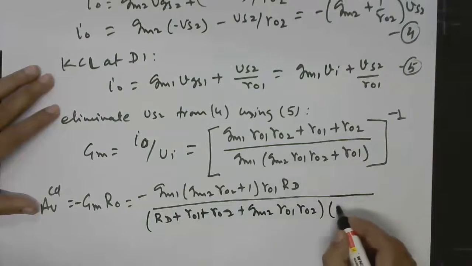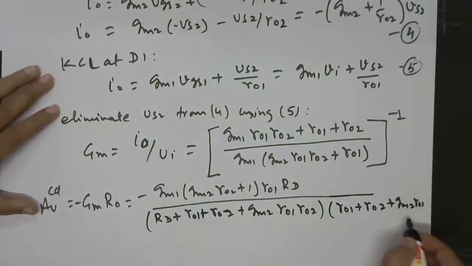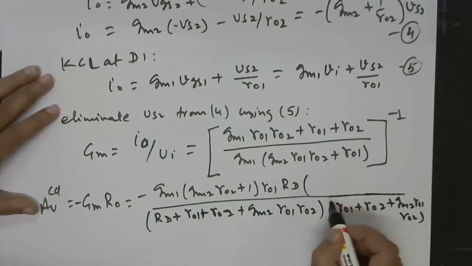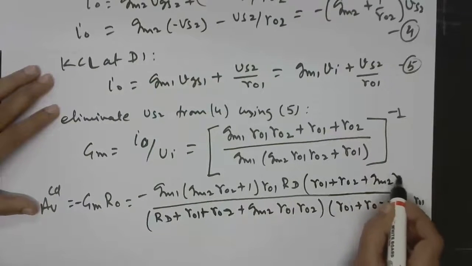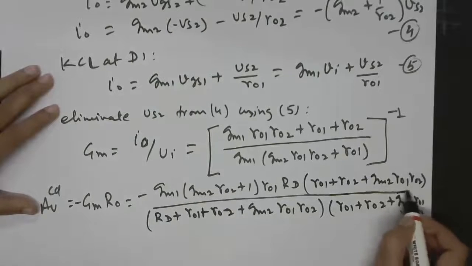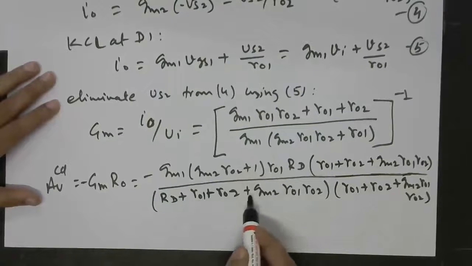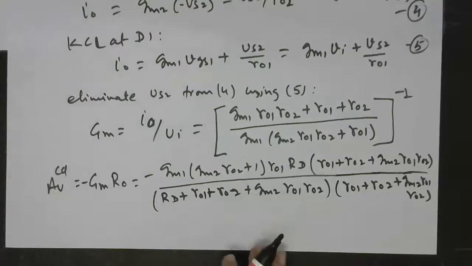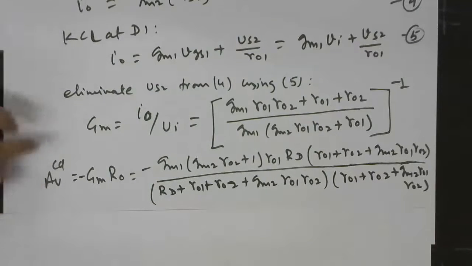And in the denominator we have this factor, and in the numerator also we have this factor. So you can say these two factors will cancel out, and what will be left is only this much portion. So this turns out to be the same as what we calculated using the first technique. Now there is a third technique that can be used to find the same voltage gain.